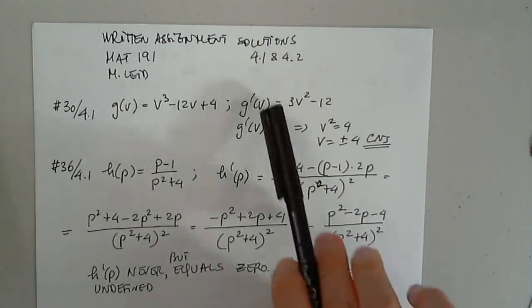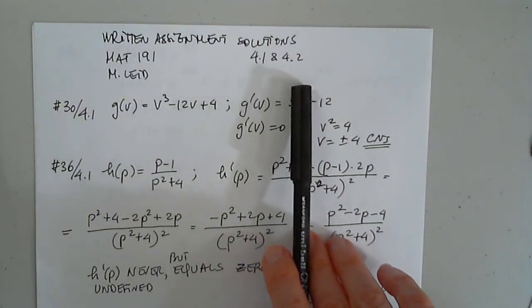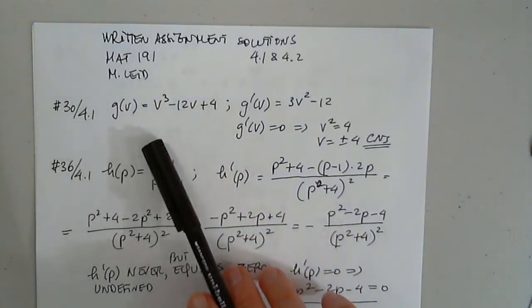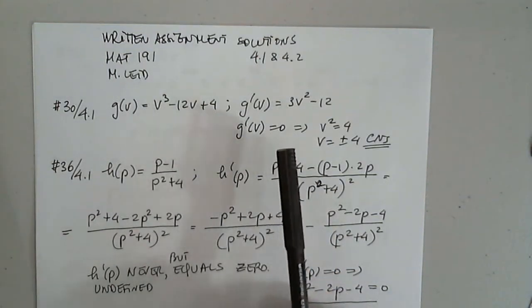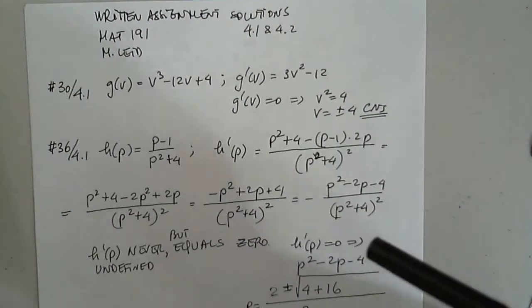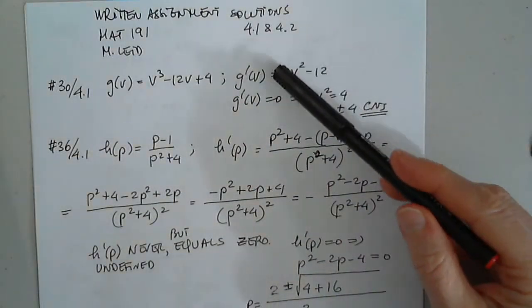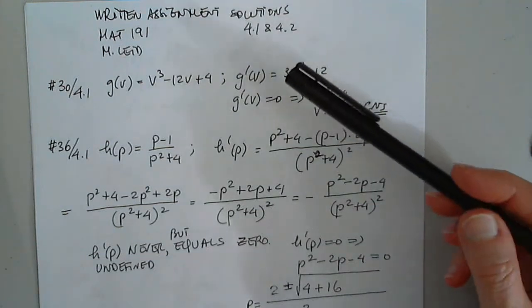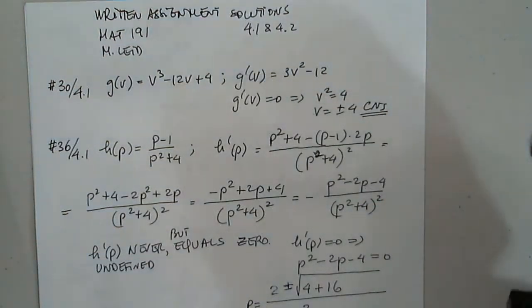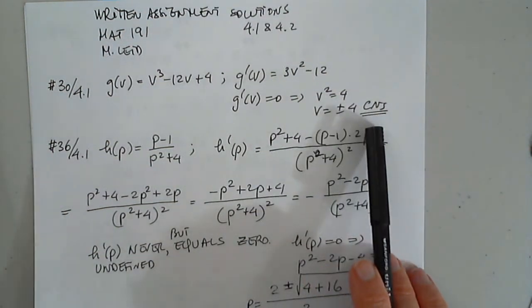These are solutions for sections 4.1, 4.2 of written assignment. This was a function. We were asked to find the critical numbers. We differentiated. We set it equal to 0 because this function is always defined. Critical numbers will not come from g prime being undefined, so these are the critical numbers.